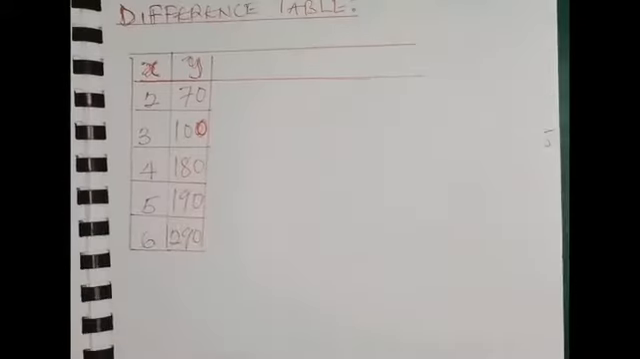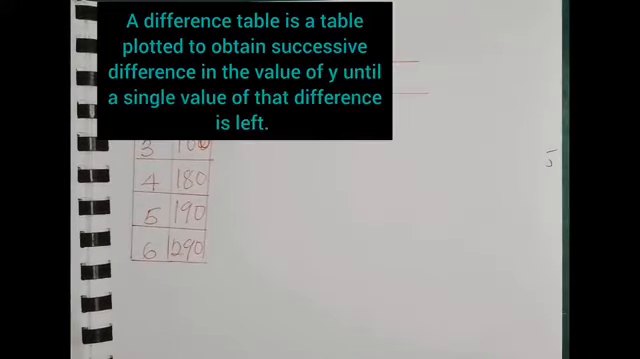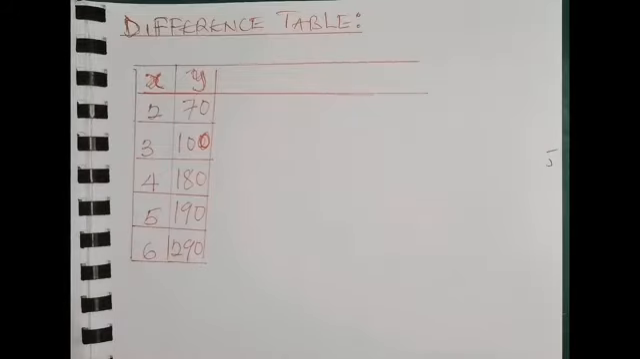This is what a difference table looks like. A difference table is simply a table plotted to obtain successive differences in the values of y until only one value of that difference is left on the table. So the end of that difference tells us where we are going to be stopping the Newton's forward interpolation formula.